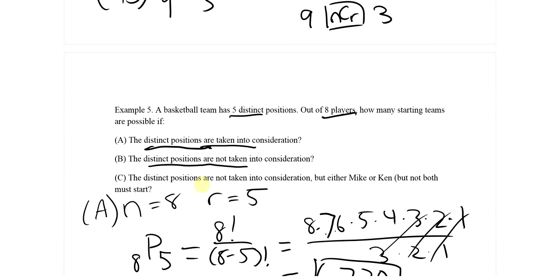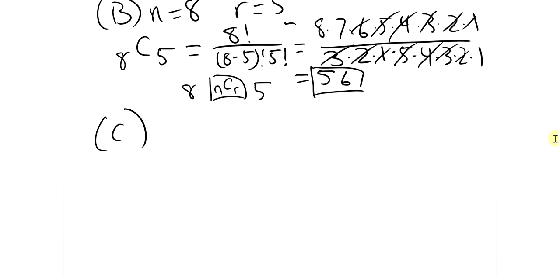The distinct positions are not taken into consideration. So it's combinations again, but either Mike or Ken, but not both, must start. So the first of our 5 basketball players has to be Mike or Ken. So this one, we will use the addition principle, or the multiplication principle, since it's Mike or Ken and then the other 4. So it'll be 2 times our combination. But we remember either Mike or Ken, but not both, must start.